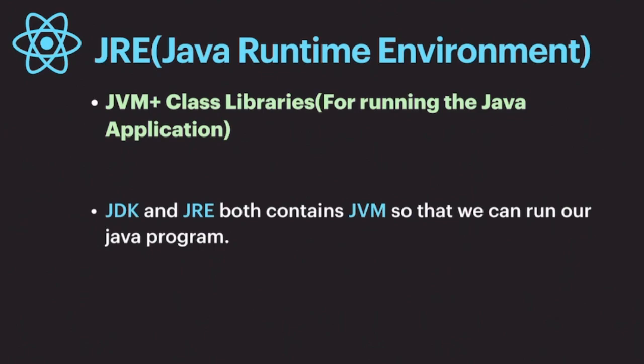Actually JDK and JRE both contain JVM so that we can run our Java program. If we install JDK or if we install only JRE, we can run the Java program because both contain JVM. JVM is included in JRE and JRE is inside JDK. So JVM exists in both, and with JDK and with JRE we can run our Java program.